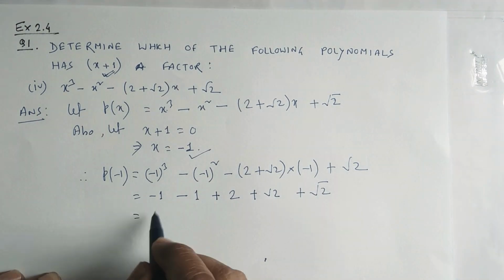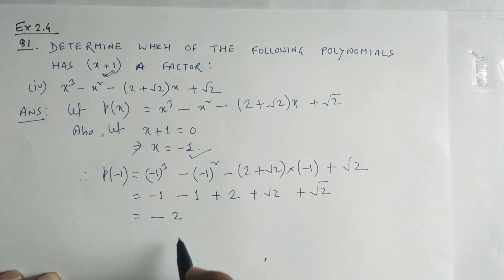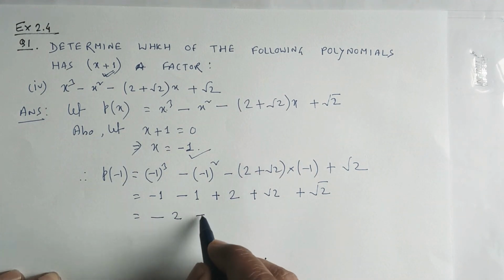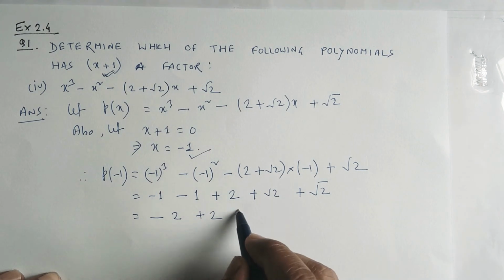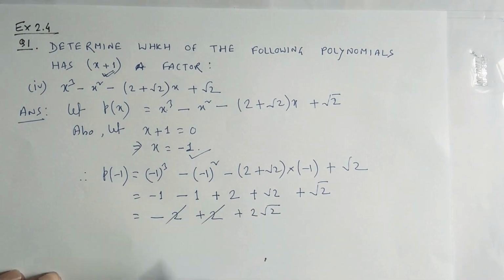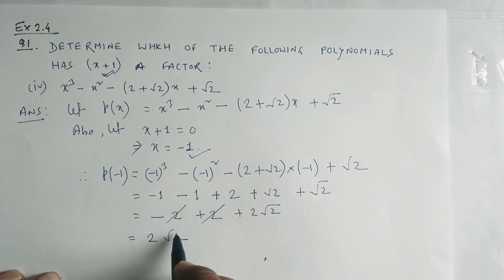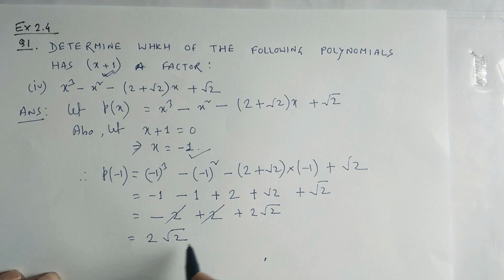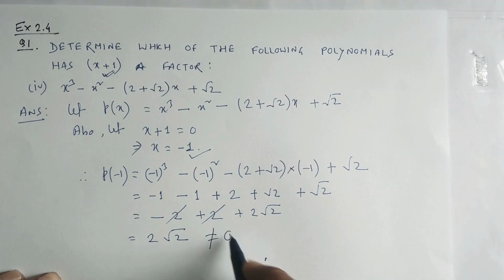This is equal to, here you are left with minus 1 minus 2 plus 2 plus root 2 plus root 2, which is 2 root 2. Minus 2 plus 2 get cancelled. How much did we get? We got 2 root 2. So 2 root 2 is not equal to 0.